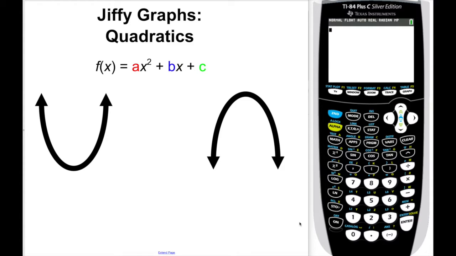Poly meaning many, nomial meaning terms. Not technically speaking, but we could say that here.